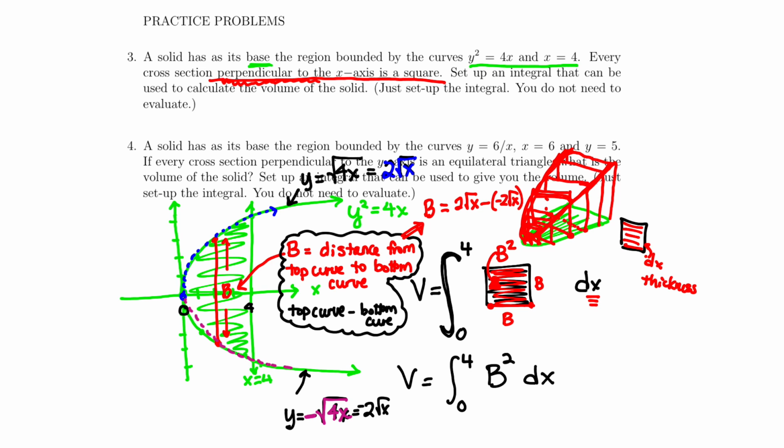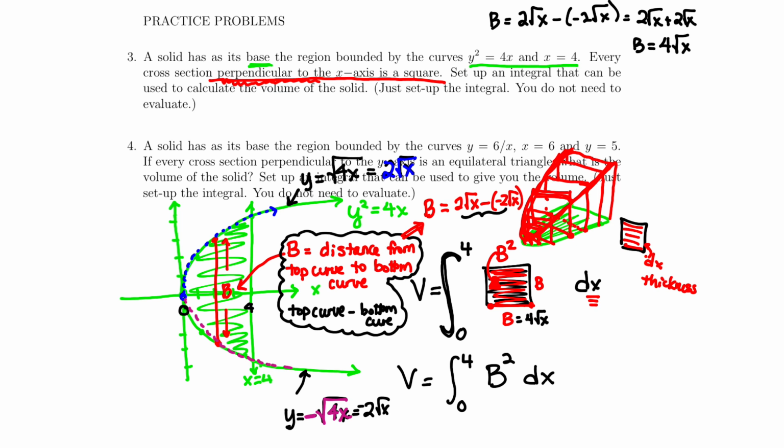So everybody's seeing that top curve is 2 square root of x, bottom curve is negative 2 root x. When you put those together, I'm running out of space here and I feel really bad, but you have 2 square root of x minus negative 2 square roots of x gives me 2 square root of x plus 2 square roots of x, which is just how many square roots of x? 4 of them. B is just 4 square root of x.